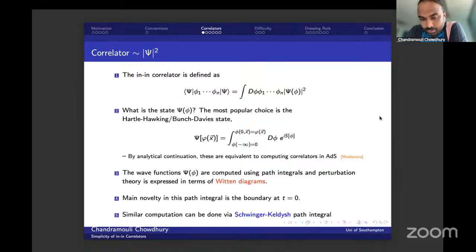Now, the state is, of course, not unique. There are some choices one makes. In fact, it's an active research area to find the most general class of states you can make. But for our purpose, we'll choose a state which basically started out as a vacuum state at t going to minus infinity, which is to say there are no excitations there. And at t equal to 0, the fields take a particular profile, which is what's being defined by this path integral. So this kind of path integral usually defines an in-out correlator for you, and that's basically what a state is. And it's this object which is often equivalent to computing correlators in anti-de Sitter space.